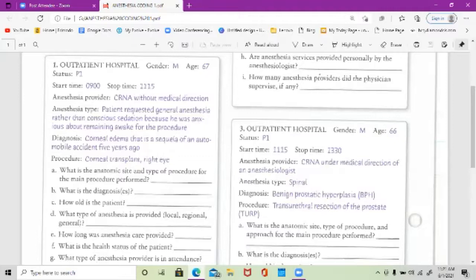Miss Rhonda, this one's yours. C, how old is the patient?